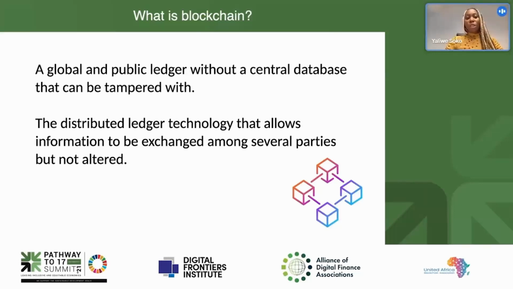What is blockchain? Blockchain is a global and public ledger without a central database that can be tampered with. It is a distributed ledger technology that allows information to be exchanged among several parties but not altered. How this works is that a blockchain, a ledger, is a database. The only difference between blockchain and a regular database is that blockchain is public. It's usually public, though there are some private blockchains, but usually blockchains are public and open source. As much as the information is public, it cannot be tampered with. Once information has been entered onto the blockchain, it cannot be changed.